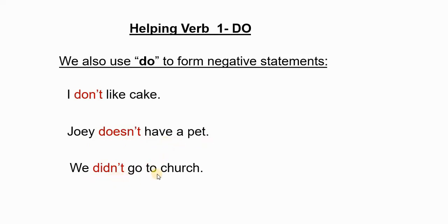We didn't go to church. So here, didn't comes from the two words did not, a contracted form of did plus not. So with not, we omit the letter O and we replace it with an apostrophe to make the two words one word, didn't. So we contracted the two words did plus not to make it one word, didn't. So we didn't go to church.